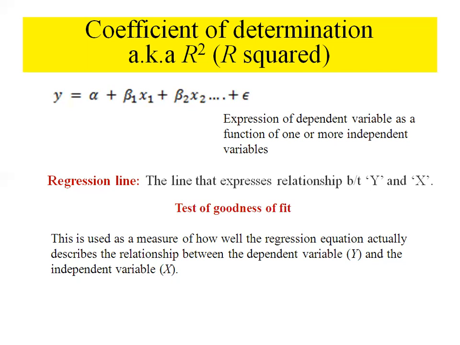Now if you could see the PPT slide which I'm showing you, here we have a basic regression equation: y equal to alpha plus beta 1 x1 plus beta 2 x2 plus the error term, right? This is the expression of a dependent variable as a function of one or more independent variables. So this regression equation gives us the functional relationship between the dependent variable and the independent variables, right? So y depends on x1.